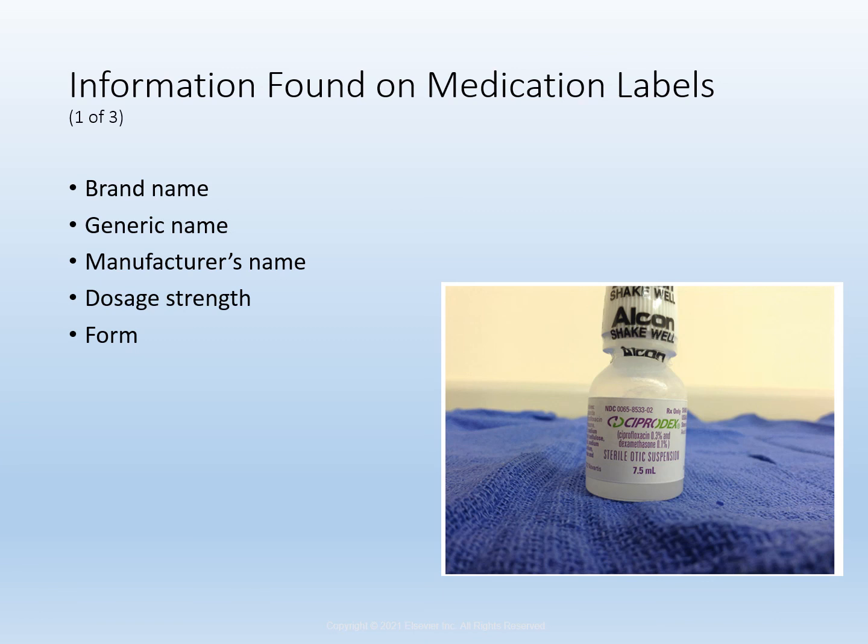On this specific medication, you can see Ciprodex is the brand name. I can't really see the generic on here, it's so small. It is a sterile otic suspension, so that's going to be the form. We talked about suspensions already. And then Alcon is the manufacturer. And again, I can't see the concentration to tell you what the strength is because it's so small on that label.